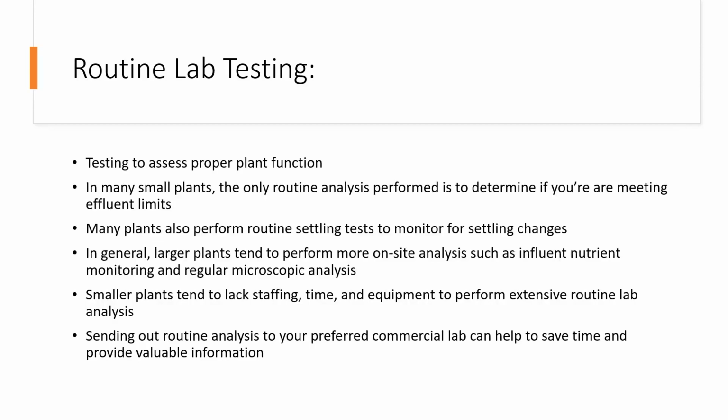Larger plants tend to perform a lot more on-site testing. A lot of smaller plants may send out a lot of their routine testing because they lack staffing and equipment, as was previously mentioned. But many plants will do routine settling tests on site. This is very important to understand how your sludge is behaving, because good settling is the key to good operation in activated sludge systems. And sending out routine analysis to your commercial lab, in a lot of these smaller plants' cases, can help save time, produce better results, and provide valuable information to help with plant operation.